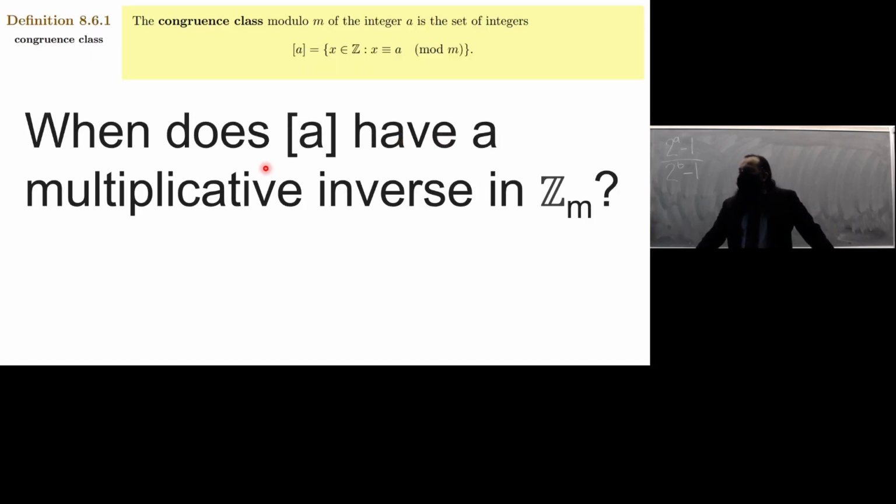All right. So when does A have a multiplicative inverse in Zm? Under what conditions does A, the congruence class A, have a multiplicative inverse? Grayson? Would it be when we have AB is congruent to 1 mod M? So the multiplicative inverse would be congruence class B, such that congruence class A times congruence class B is the congruence class 1.